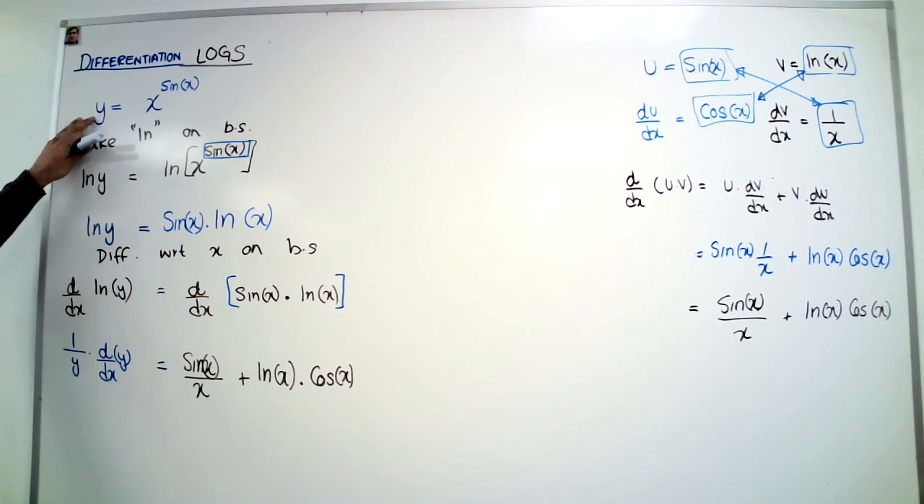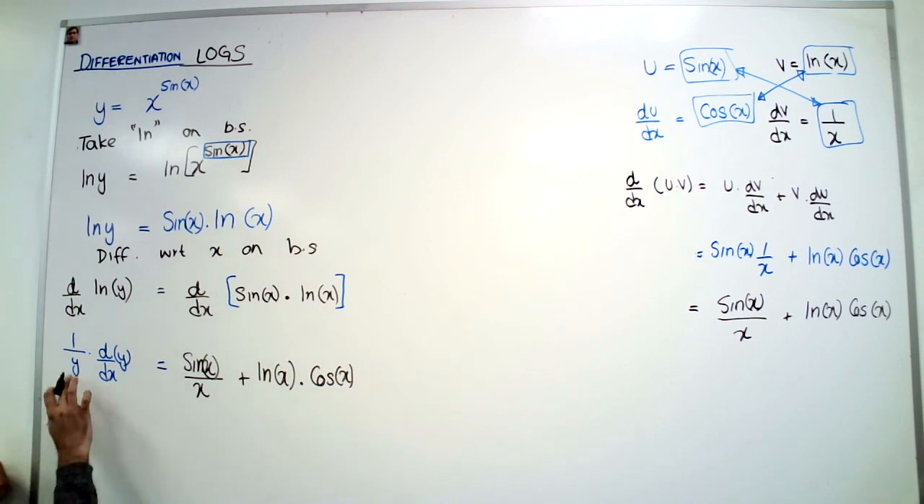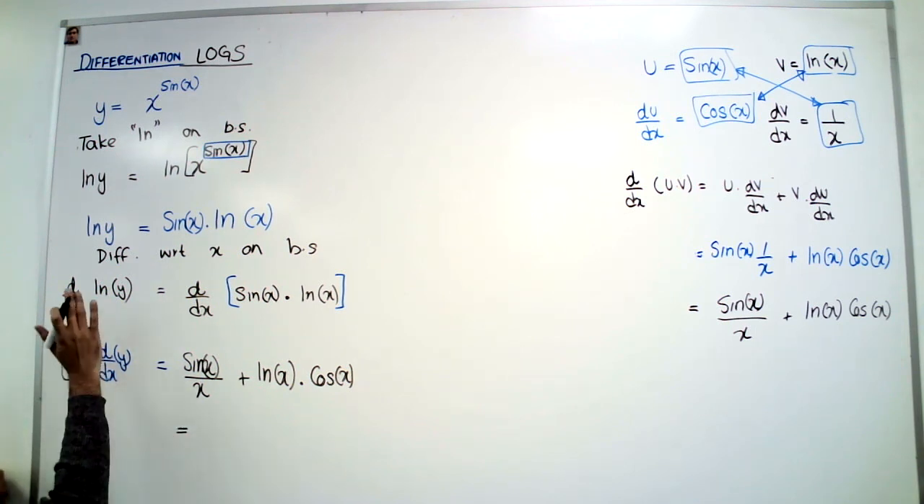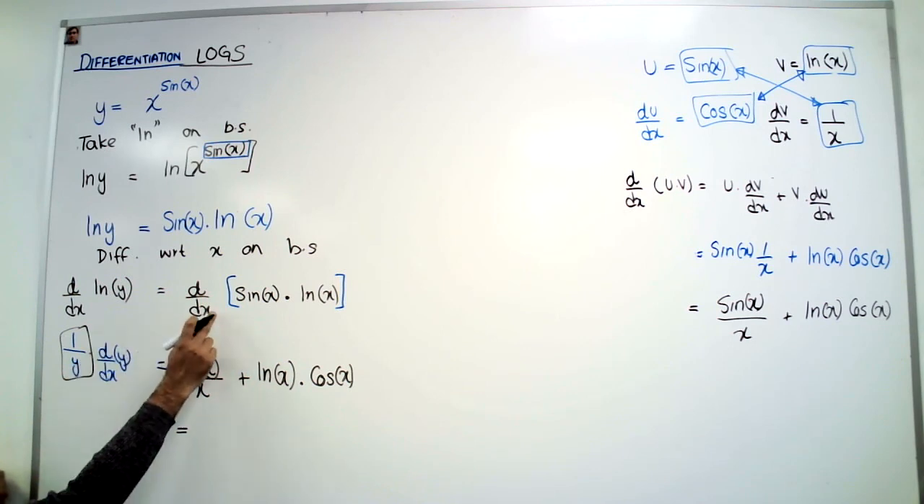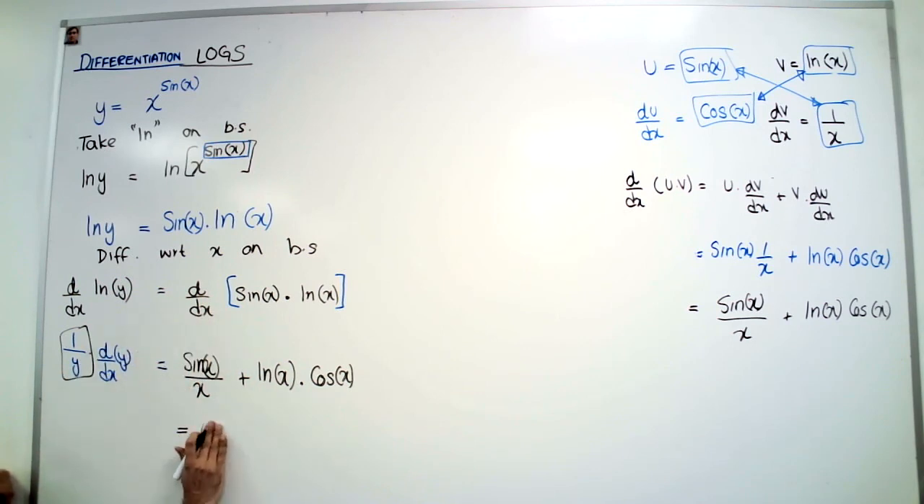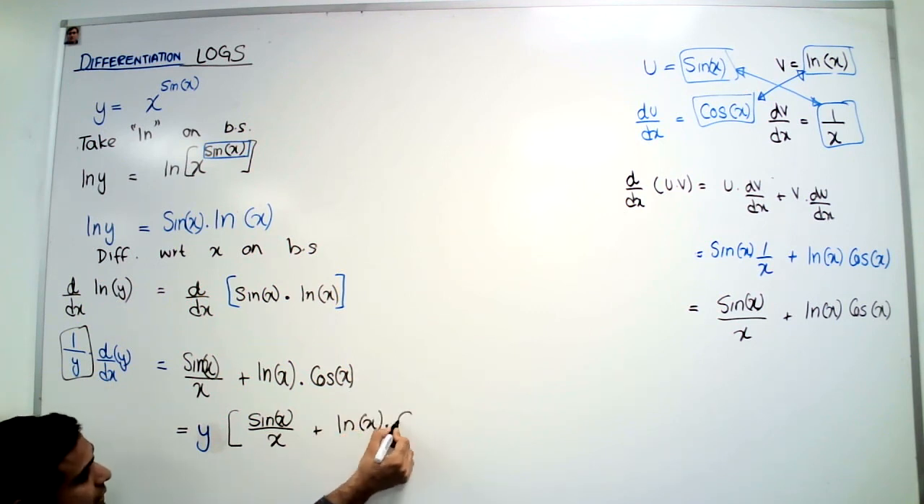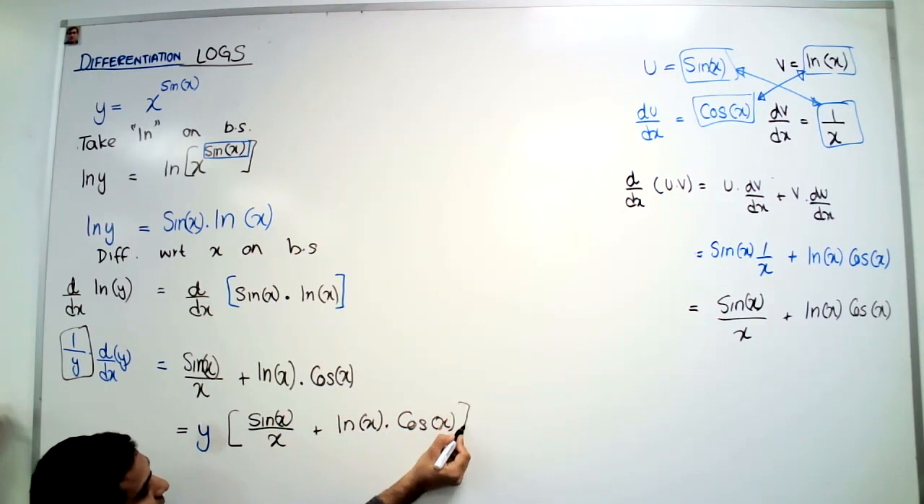What was the question? The question was find dy over dx. I still haven't found dy over dx. On this side, there's one thing that is not required: the 1 over y. I don't need this 1 over y. If I move the 1 over y to the other side, the y is dividing, so on the other side it will multiply. I bring this y to the other side, and when you cross the equals line, it just becomes the opposite. Sine x over x plus ln x cos x.